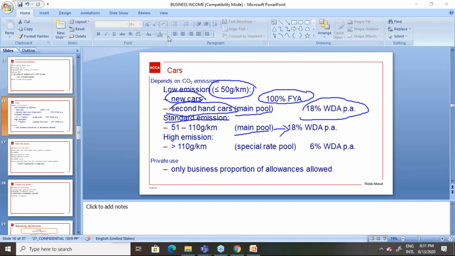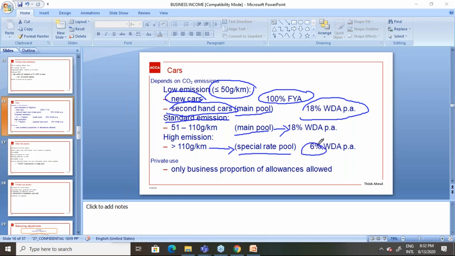If the carbon dioxide emission is more than 110 grams per kilometer, it's a high emission car, then it should be included in the special rate pool where you can claim WDA at the rate of 6%.